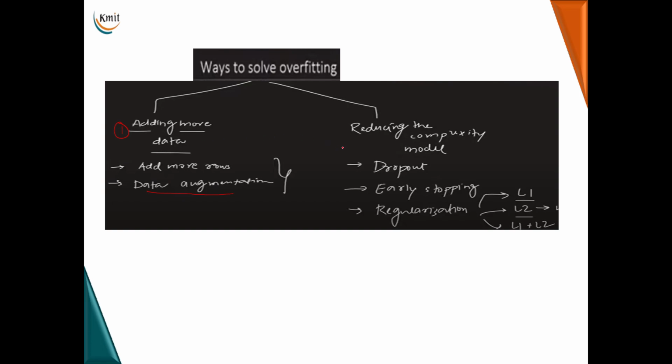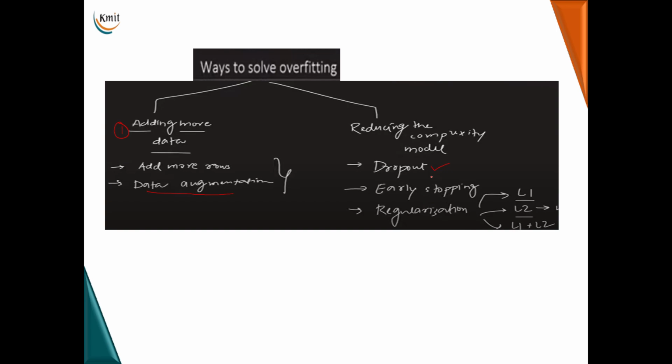The second method is reducing the complexity of the model. If the model is more complex, then it will try to learn all the features which are provided in the training data. That is, it will not learn the data, but it will memorize all the features which are provided. Thereby it performs very well on the training data due to this complexity of the model. So we can reduce the complexity of the model by implementing any of these methods.